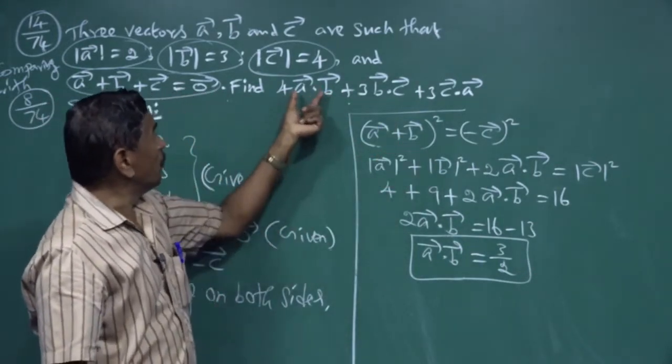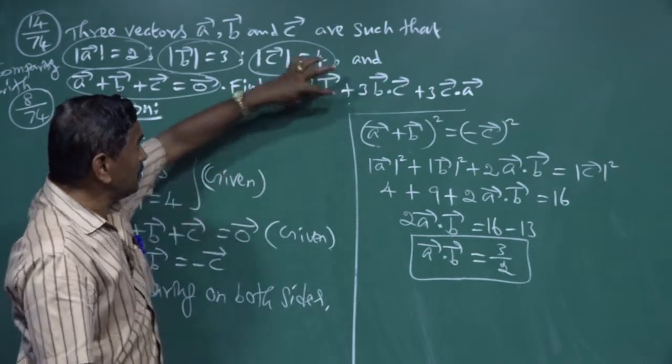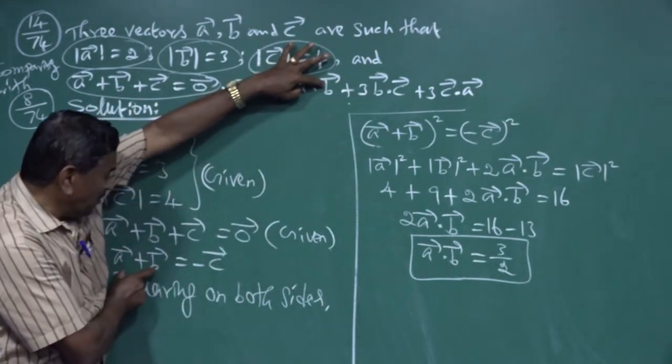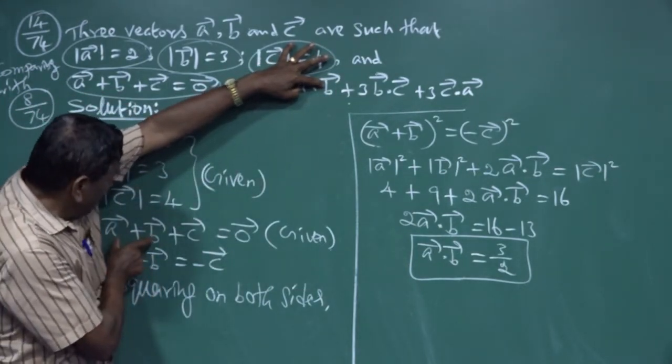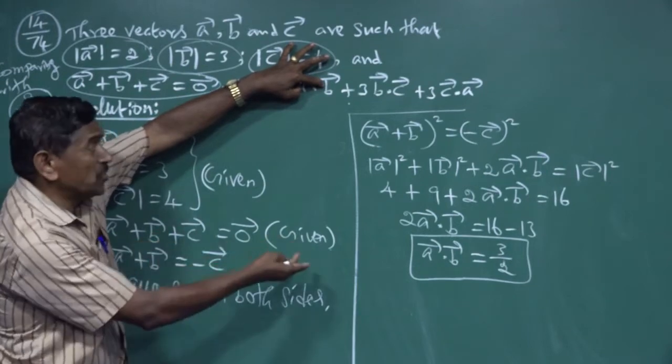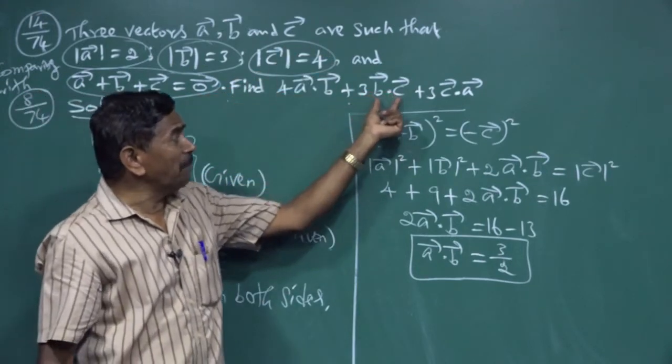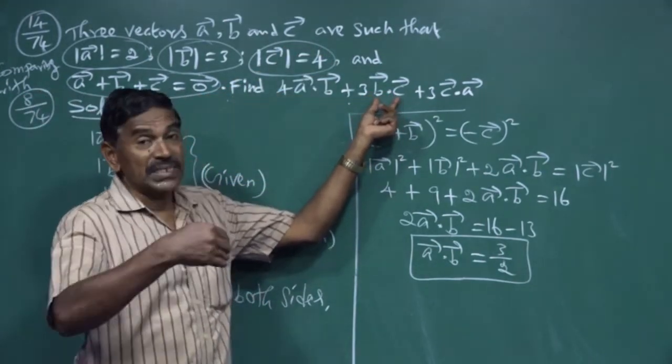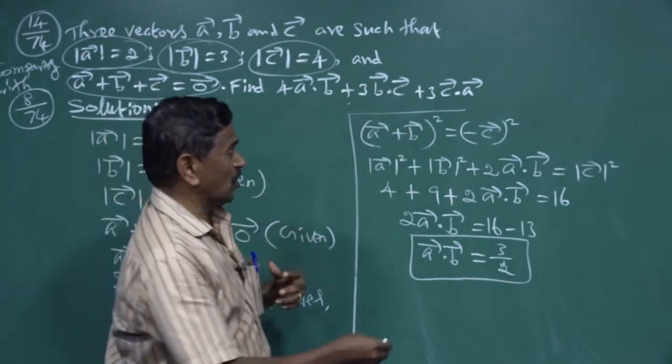Now listen, to find A vector dot B vector, A vector plus B vector left side, C vector goes to right side. Similarly, to find B vector dot C vector, B and C left side, A goes to right. That's all.